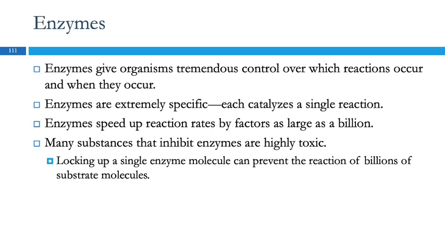So enzymes give organisms tremendous control over which reactions occur and when they occur. So if your body wants something to happen, it can send an enzyme or produce an enzyme in that region of the body which causes that reaction to occur. The enzymes are really specific. They catalyze a single reaction, and they can speed up reactions by as much as a factor of 1 billion. It's mind-boggling, right? Your body can also control the enzymes with inhibitors. So you can basically throw a wrench into the works. You can block the active site, and then it can't catalyze the reaction anymore. You take the block out, and it goes. So that's another way to control them.